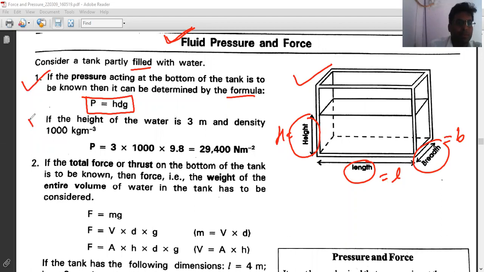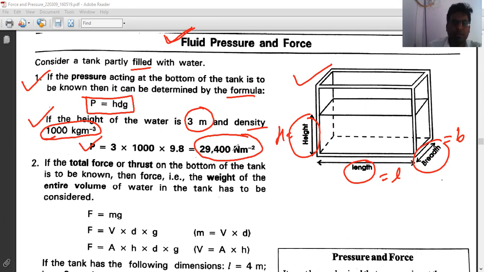Right. If we put the height as 3 meter and density of water is 1000 kg per meter cube, then we will get P equal to 3 into 1000 into 9.8. Then it must be experiencing the pressure of 29,400 newton per meter square. So this much pressure is being experienced, right? So now look at the next point.